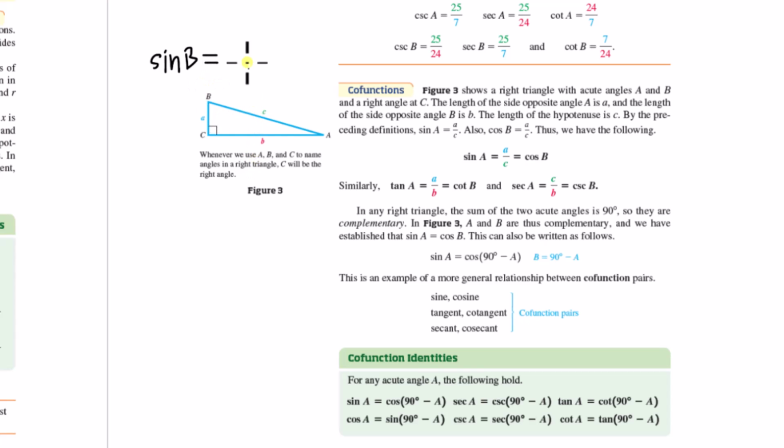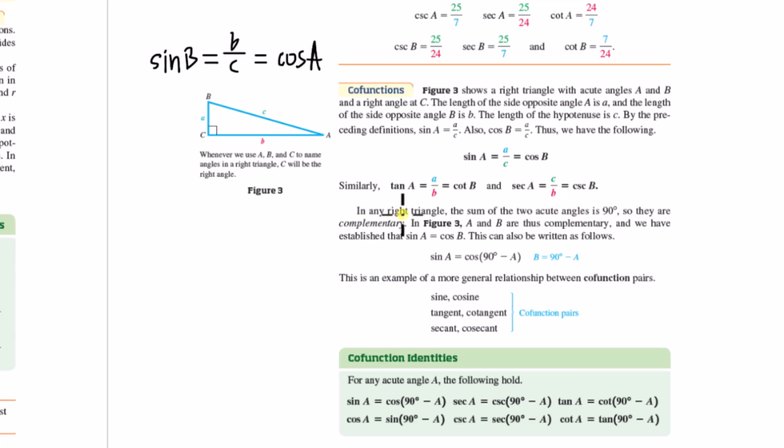Sine of B is opposite over hypotenuse, B over C. Well, what is cosine of A? Adjacent over hypotenuse, B over C. Okay, similarly, tangent of A is opposite over adjacent, so that's A over B, but that's cotangent of B, right? Opposite over adjacent. And then a similar idea is with the secant. Secant of A is cosecant of B.